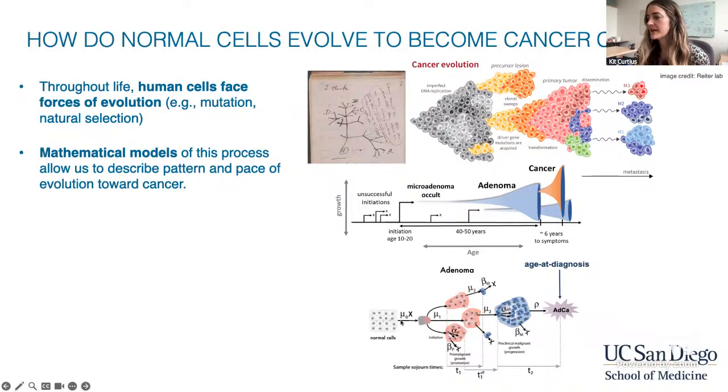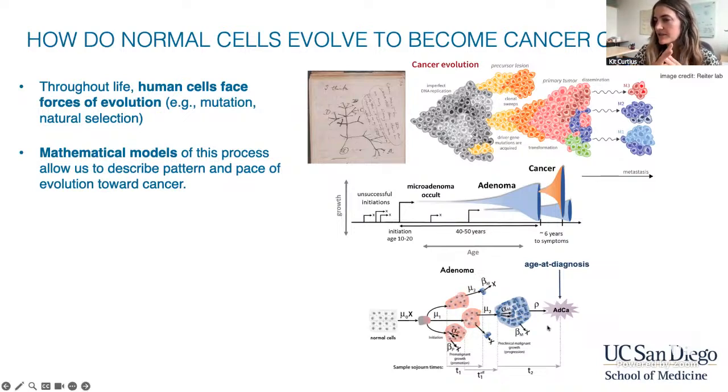So things like inactivation of APC, with 2 hits of that driver gene, can initiate an adenoma, and these multi-type branching processes can follow these clone sizes and number, wherein adenomas can also malignantly transform with some rate and have some birth-death process that describes their growth, and then some eventual detection rate.